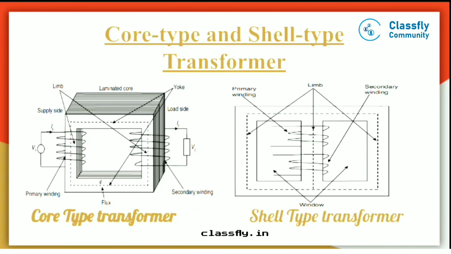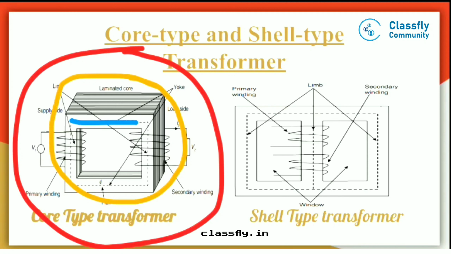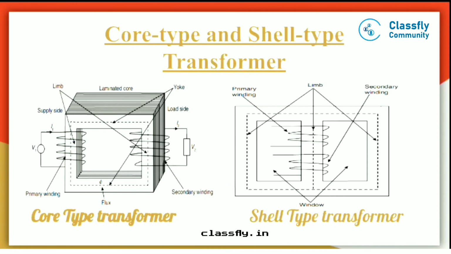So let's move on and see. This is our core type transformer, and it says that within our laminated core will be our magnetic flux. So our magnetic flux is this. That means the phi which is moving from the primary to the secondary side is within the laminated core, and as it is within the laminated core, there is no loss of magnetic flux to the air. I hope you understood why there is no loss to the air for the magnetic flux. Now let's see what's next.